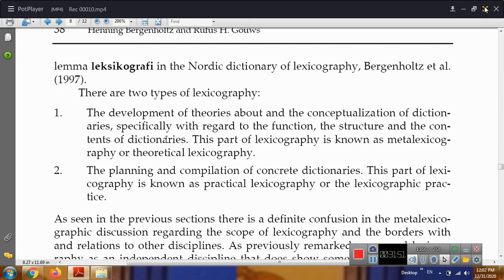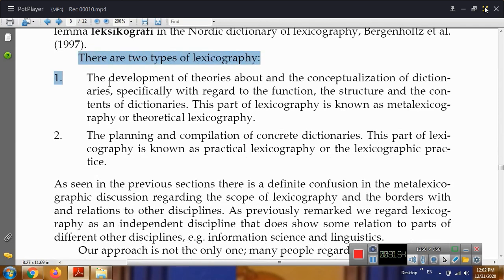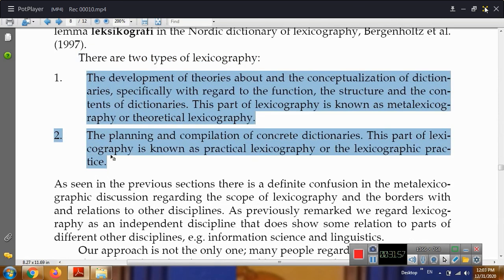There are two types of lexicography. Number one, the development of the theories about and the conceptualization of dictionaries, specifically with regard to the function, structure, and the content of dictionaries. This part of lexicography is known as meta-lexicography or theoretical lexicography.